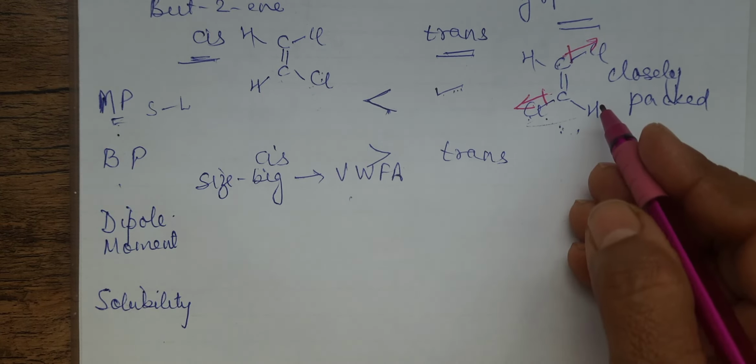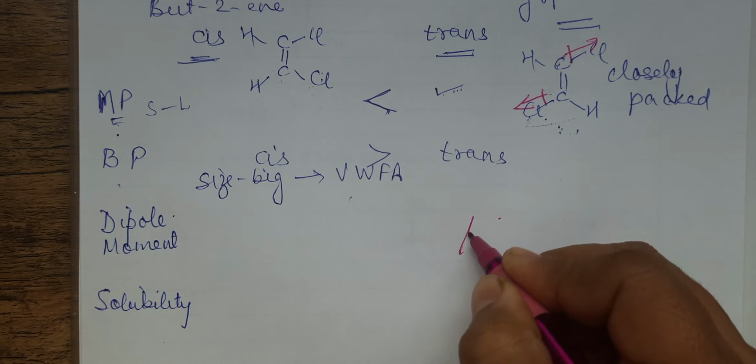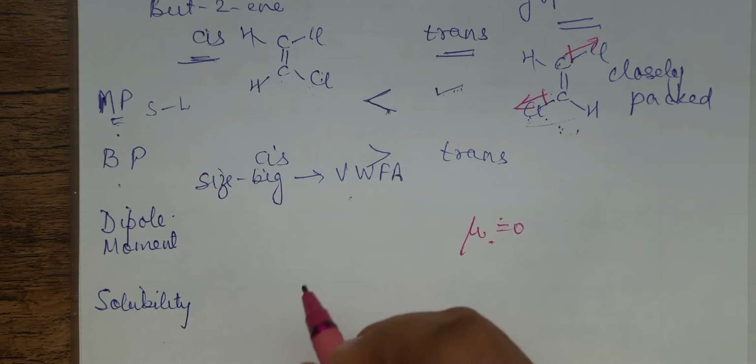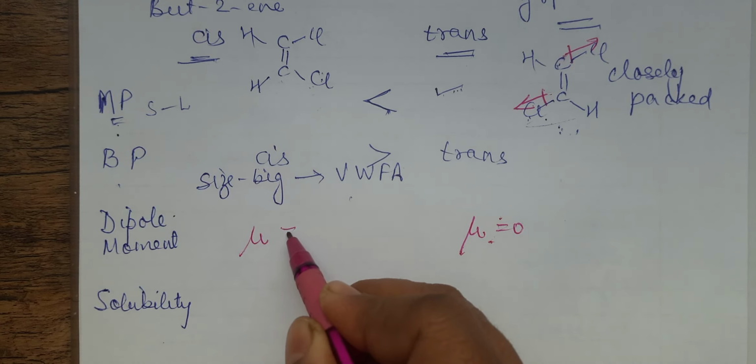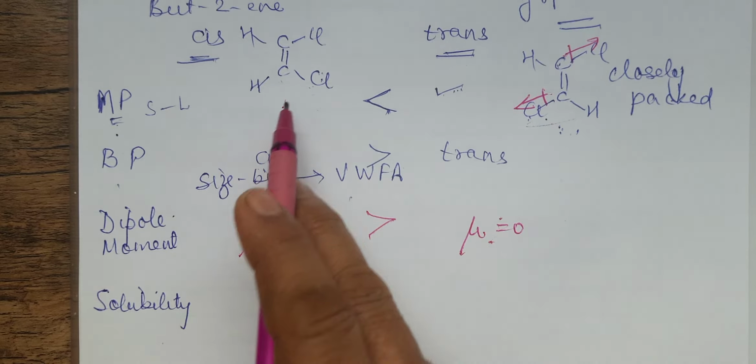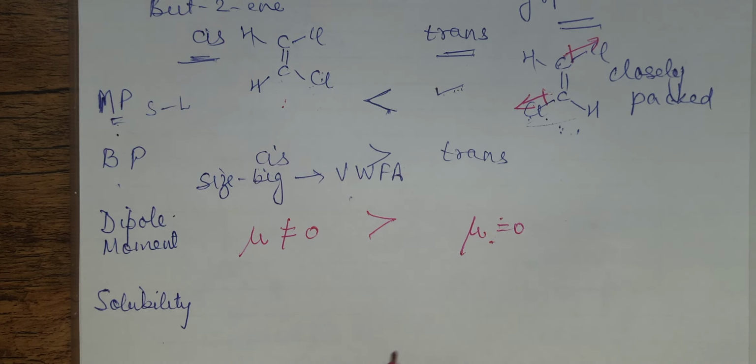So they are going to cancel out. So for the trans isomer, we say the dipole moment is 0, whereas for the cis isomer, it is not 0. So we can say the dipole moment is greater for the cis form, and for the trans form it is 0, because it is getting cancelled here, and in this one it is not getting cancelled. Clear? Now let us take another example, the solubility.